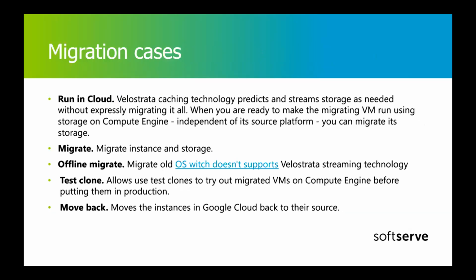Let's talk about migration cases. The first one is run in cloud. How it works: when you run the migration, Velostrata marks the migrated instance as managed, creates a snapshot, creates an image from this snapshot, and boots the instance on the GCP site. At the same time, the data, the storage, is streamed via iSCSI. So after a short period of downtime, you have an up and running instance.